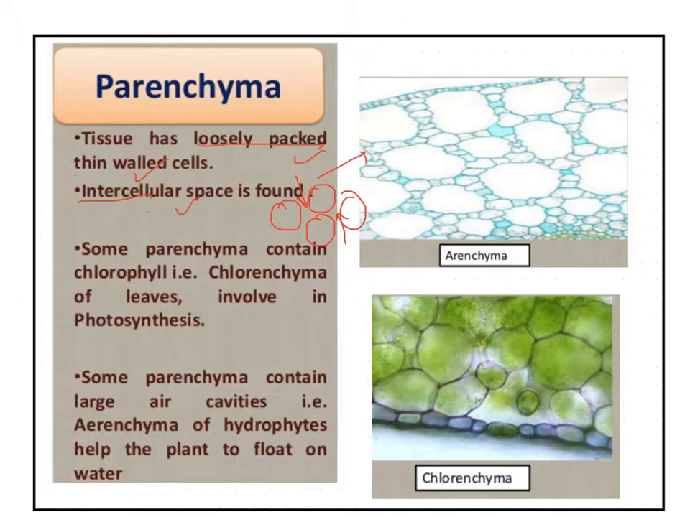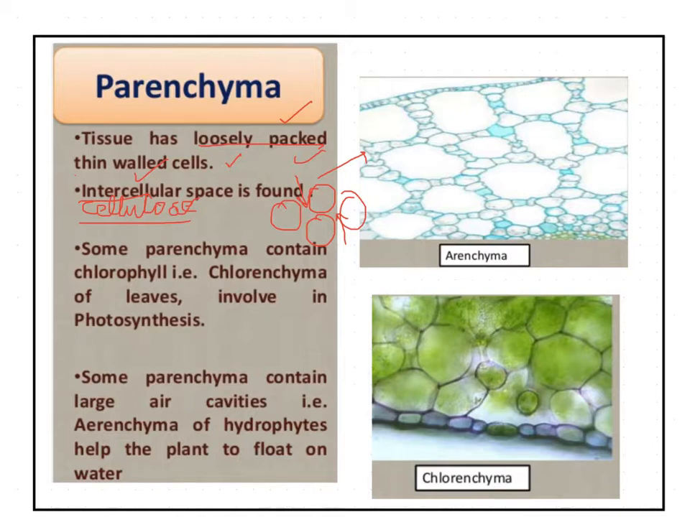3 points again I'm repeating. They have loosely packed cells, they have thin cell walls, and intercellular spaces are present. Clear? And the most important, the cell wall is made up of cellulose. This is the most important point. What is the cell wall made up of? The cell wall is made up of cellulose. Clear? Now your parenchyma tissue can have different modifications.